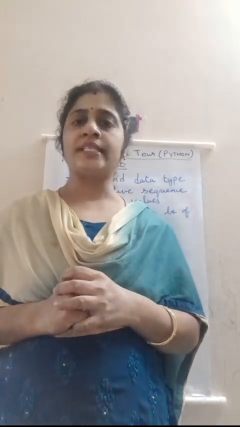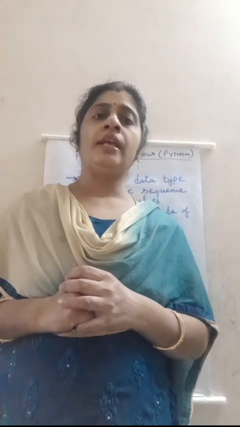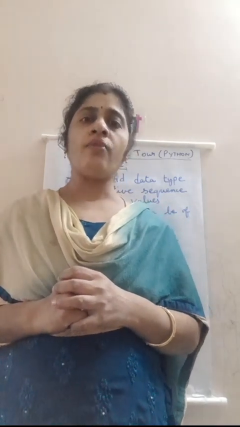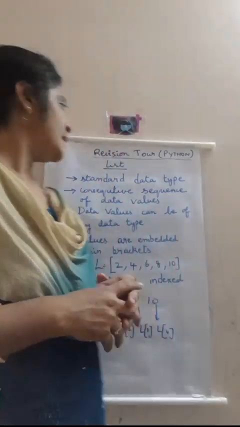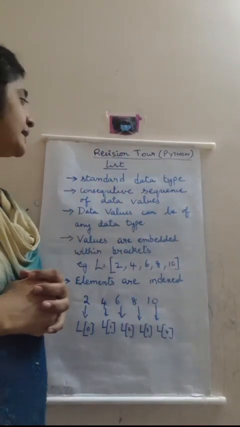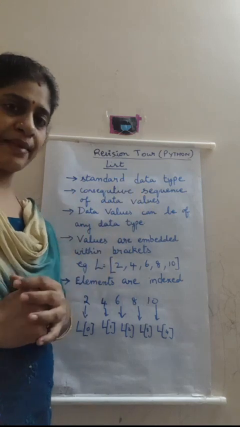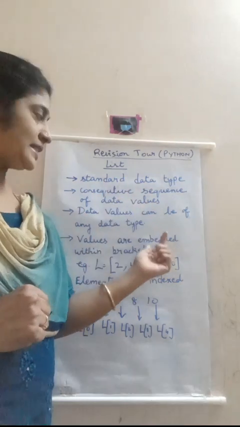Lists are also just like strings. They are nothing but a sequence of values. So let us see what a list is. So what is a list? A list is a standard data type. It is a standard data type.